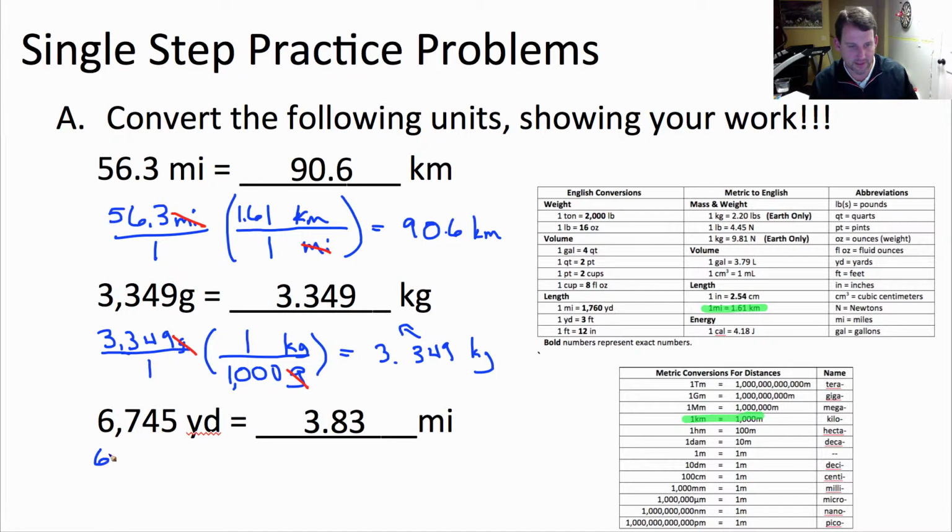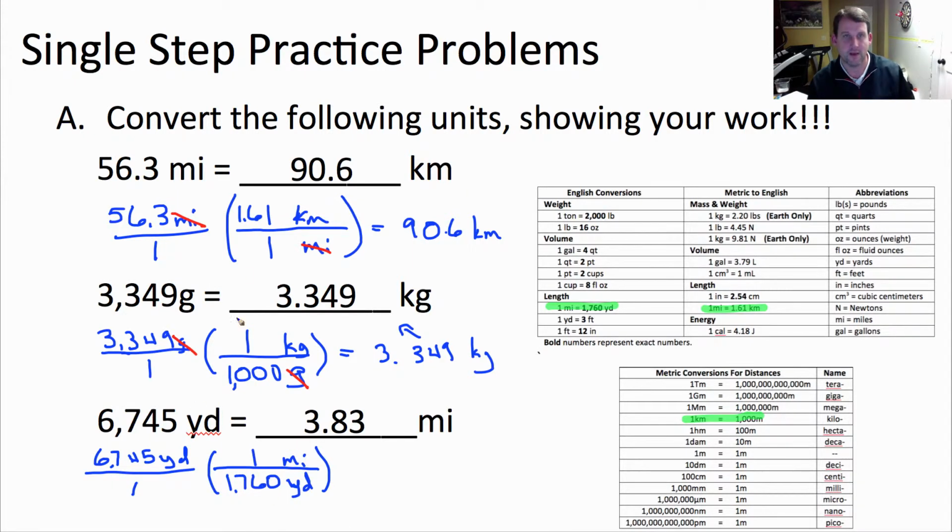So we start this one by going 6,745 yards over 1. And we know in the next fraction, in order to get rid of yards and turn to miles, we've got to put the yard on bottom so it cancels that yard on top. And then miles are going to go on top. And now we got to find a conversion that has miles and yards in it, and that one is right here. 1 mile is 1,760 yards. So we can go ahead and put those numbers in. Notice the 1 goes with the mile, so I'm going to put the 1 on top of the mile. The 1,760 goes with yards.